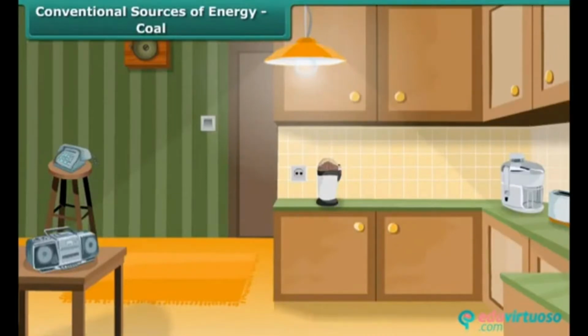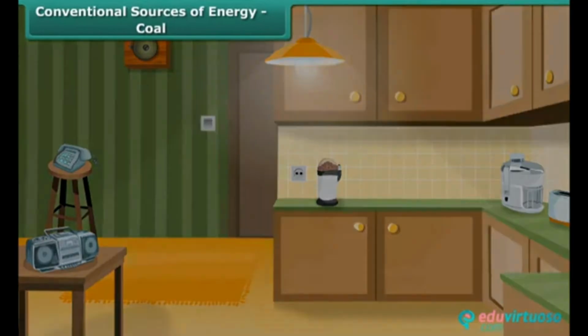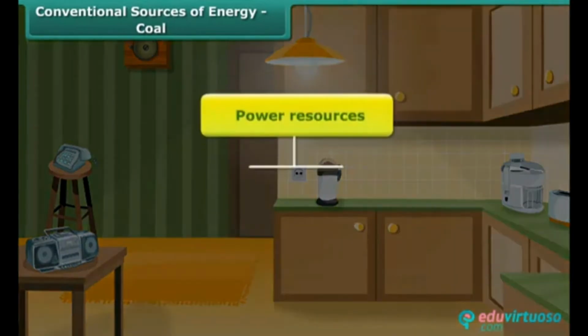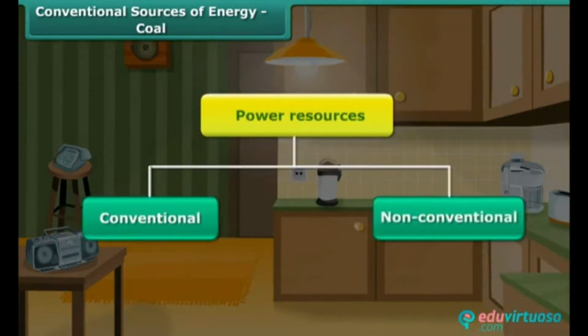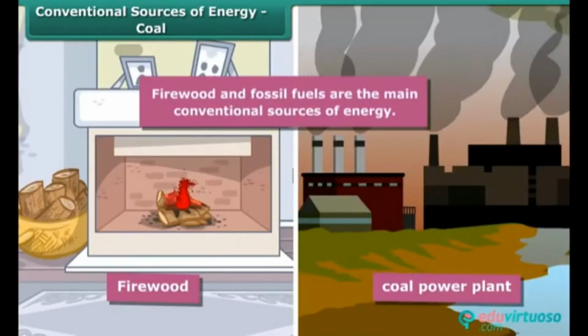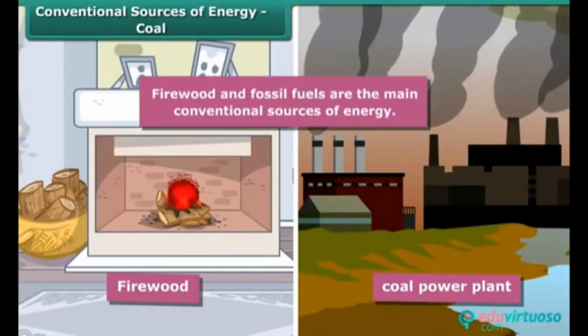We have seen that power is required to run daily use items. Power resources are broadly categorized as conventional and non-conventional resources. Conventional resources of energy are those which have been in use for a long time. Firewood and fossil fuels are the main conventional sources of energy.